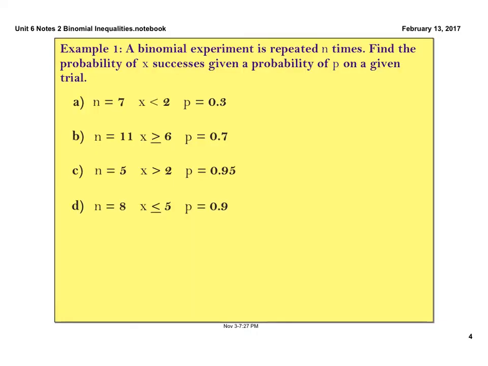All right, so let's take a look at example 1. It says a binomial experiment is repeated n times. Find the probability of X successes given a probability of P on a given trial. So what we want to do in this section is pay attention to the inequality symbol that we're looking at here. So in part A, it says my n is 7.